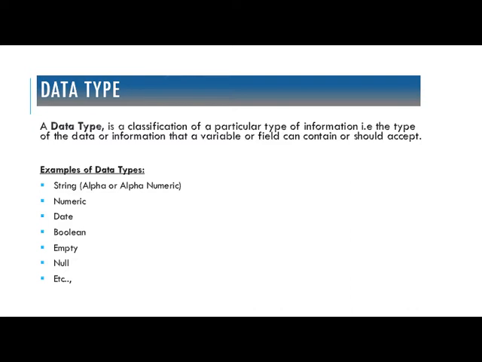So a data type is nothing but the type of the value which we pass to the variable, or the type of data that variable should accept, or a field should accept. That's it. Okay. Now let's take an example and understand how exactly that particular data type works.